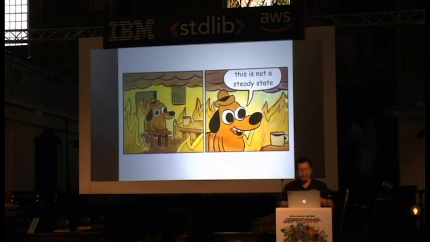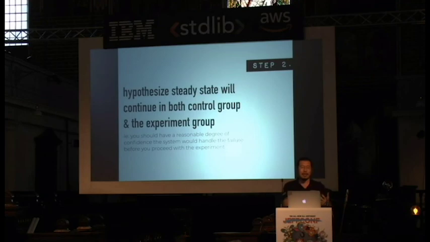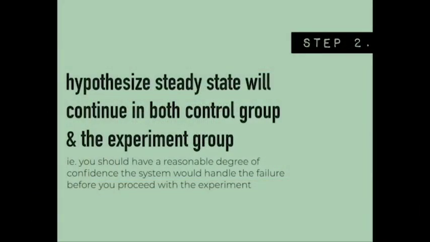So this is where if your system is on fire all the time, then you don't have a steady state and you're not ready to do any of this chaos experiment stuff. Instead, try to focus on making your system stable first. Now you understand what normal looks like, then you can start to hypothesize different scenarios and how your system would behave in those scenarios.